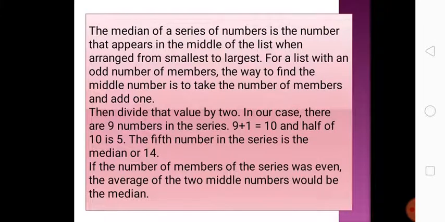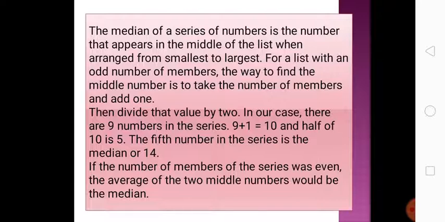The median of a series of numbers is the number that appears in the middle of the list when arranged from smallest to largest. For a list with an odd number of members, the way to find the middle number is to take the number of members and add 1. Then divide that value by 2.